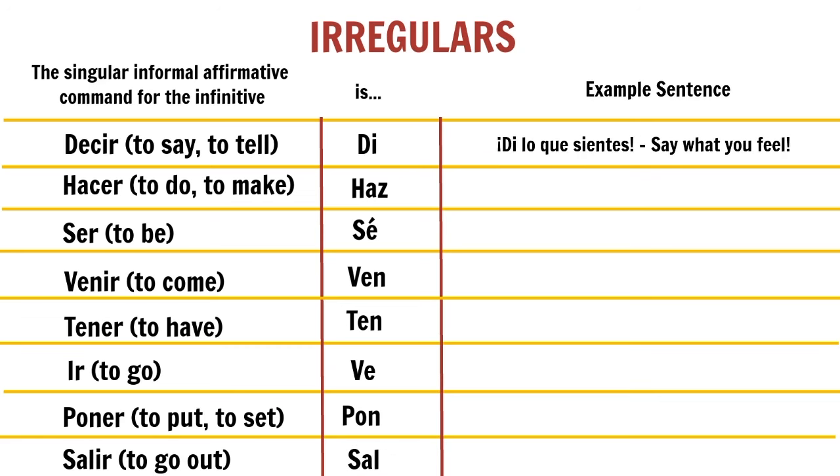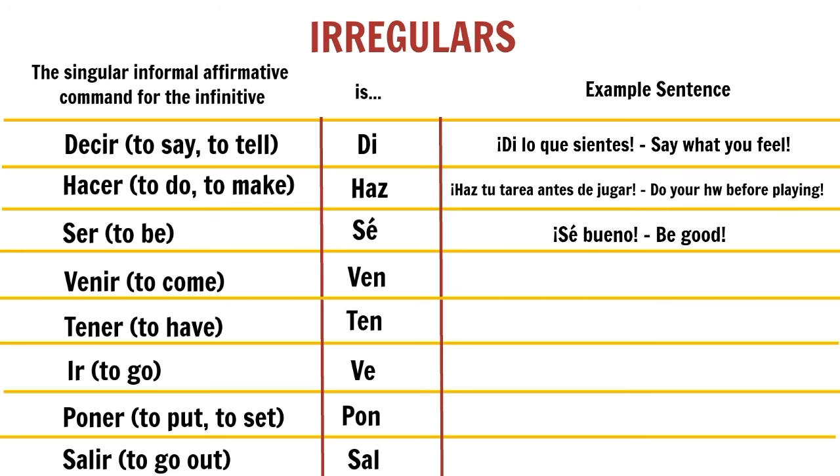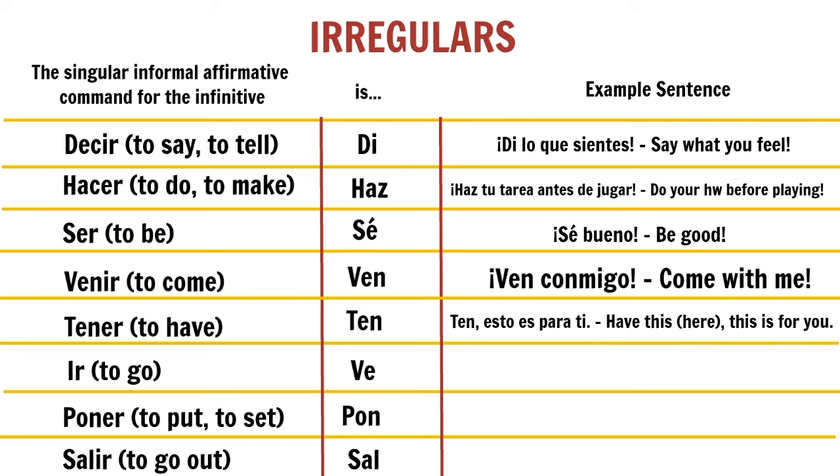Some example sentences. Di lo que sientes. Say what you feel. Haz tu tarea antes de jugar. Do your homework before playing. Sé bueno. Be good. Ven conmigo. Come with me. Ten, esto es para ti. Here, this is for you.